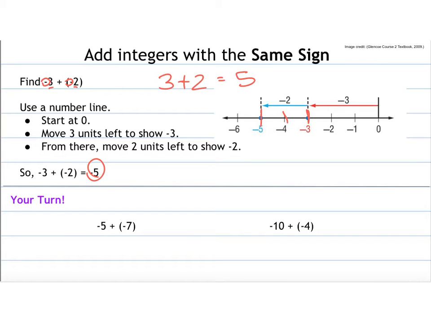So now you try these ones. -5 plus -7. So you just add the numbers. Well, 5 plus 7 is 12. Since they're both negative, our answer would be negative. -10 plus -4. Well, 10 plus 4 is 14. And since those are both negative numbers, then our answer would be negative.